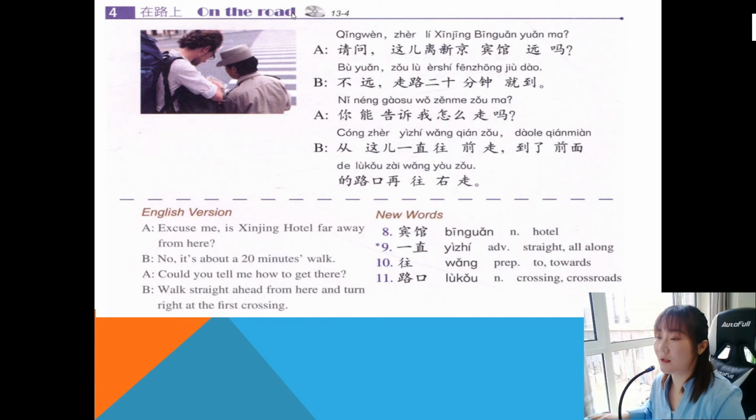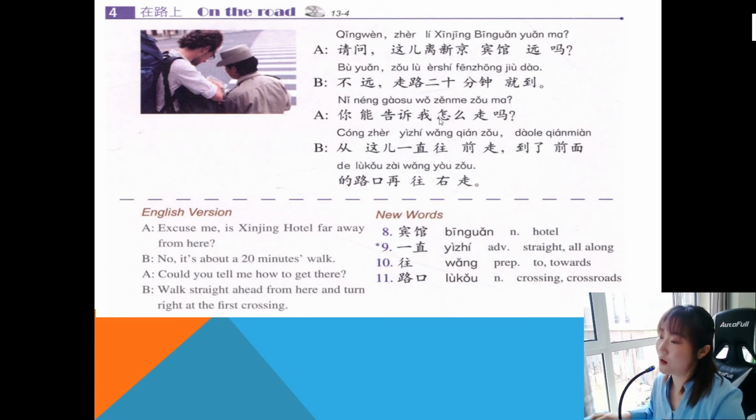The last one, on the road. 请问这儿离新京宾馆远吗？Excuse me, is Xinjing Hotel far away from here? 这儿 means here, 离 means away. 新京宾馆远 means far. 不远, so not far. 走路20分钟就到。Also here we use 就 because it expresses earlier than expected, right? Try to remember this one. 走路20分钟就到。你能告诉我怎么走吗？So can you tell me how to get there?